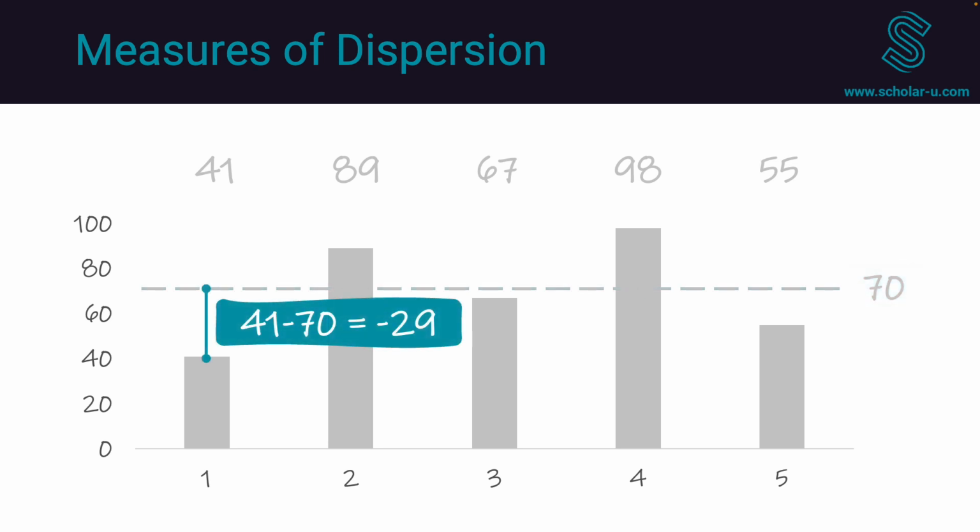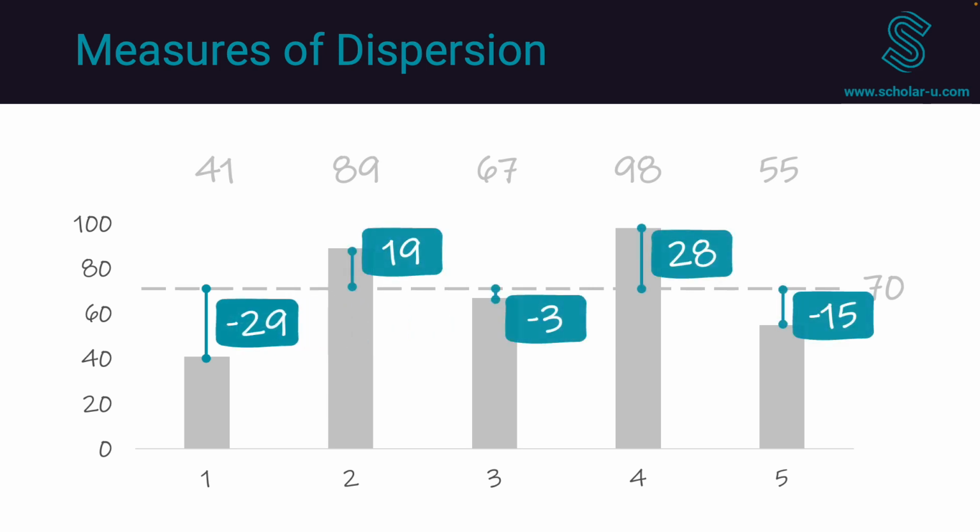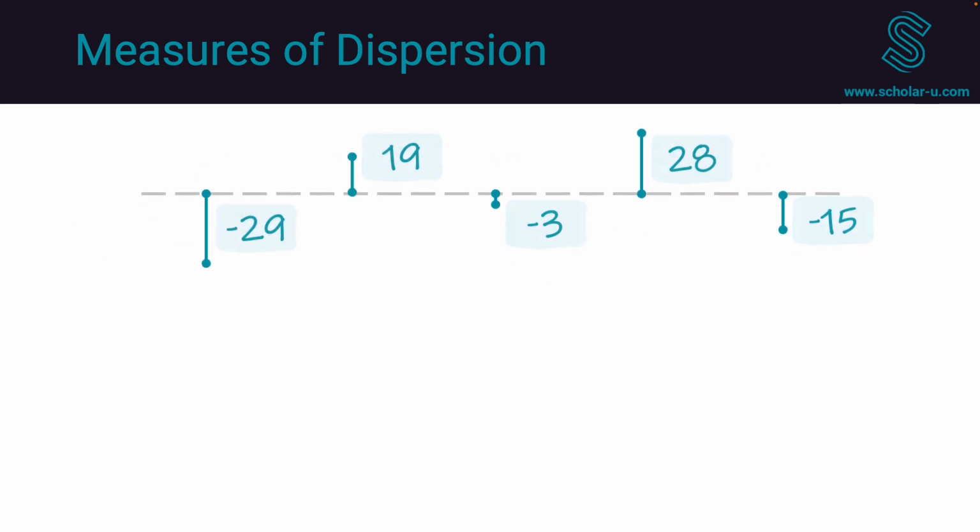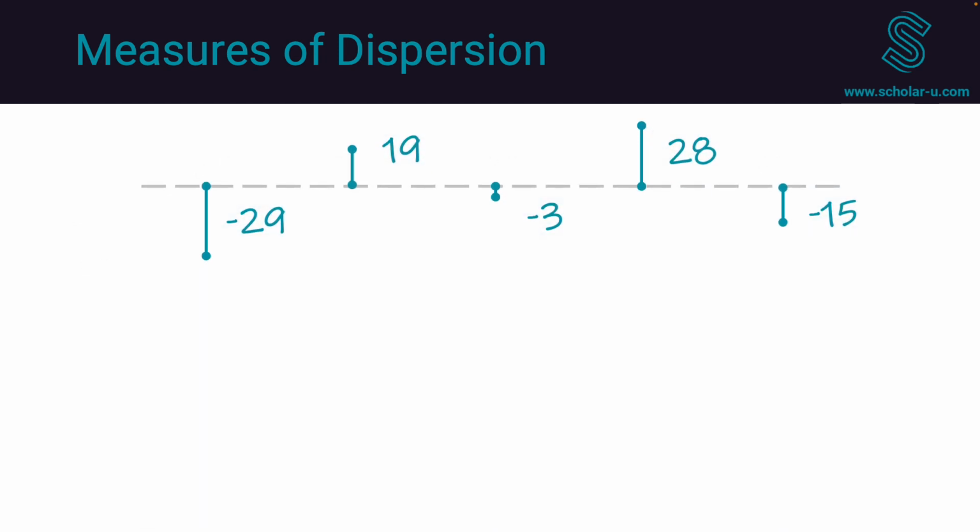Next, we can calculate the dispersion of the first student by subtracting the average score from the student's score. In this case, 41 minus 70 equals negative 29. We can repeat the process for the remaining students, bearing in mind that if the score is above the mean, the value is positive, and if it is below the mean, the value is negative. Let's move this data to the top to create more space.